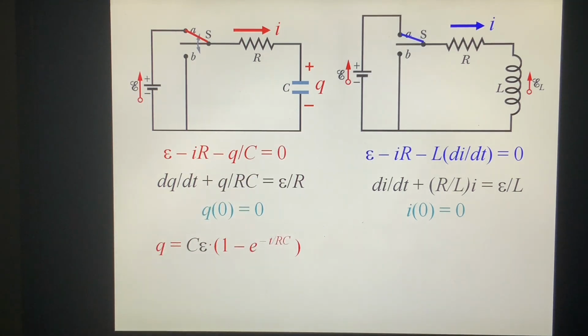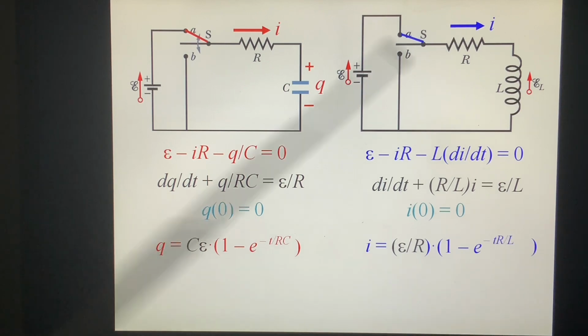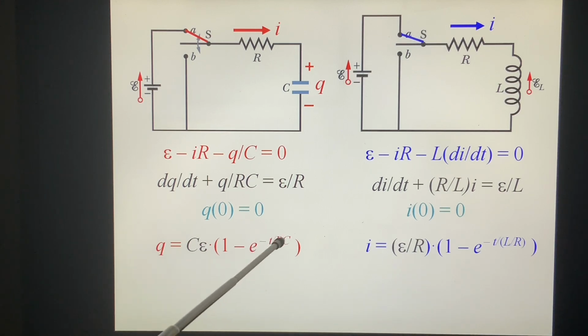Now we look at this one. We saw this one similar, which is I equals epsilon over R times (1 minus e to the minus t R over L). And we rewrite this. We put R in the denominator. So we can write it t over (L over R). This is t over RC. Okay.